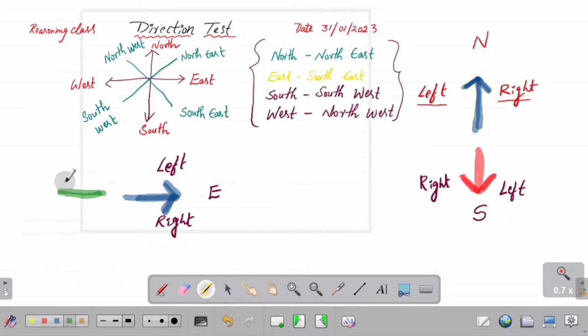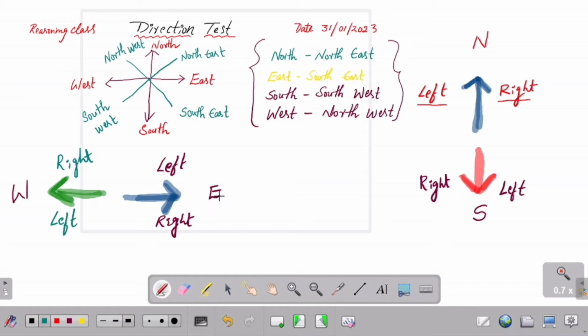Now we are placing towards the west side. So when you are placing towards the west side, this is your right, and this is your left. Okay, I am writing here left.